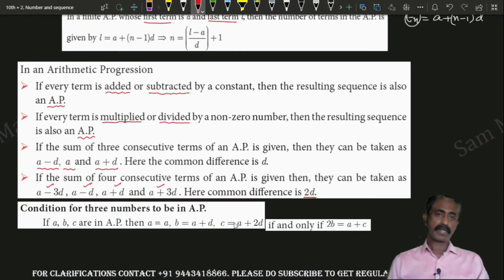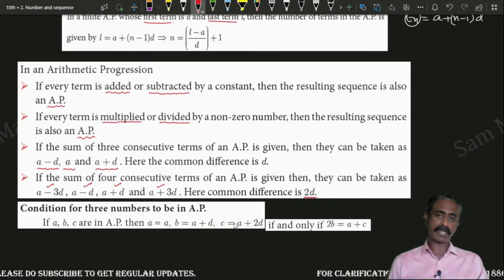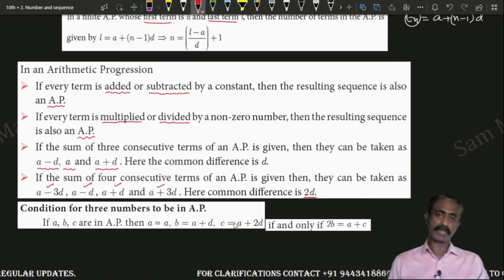Condition for three numbers to be in AP. If A, B, C are in AP, then A is equal to A, B is equal to A plus D, C is equal to A plus 2D. If and only if 2B is equal to A plus C. This is important.